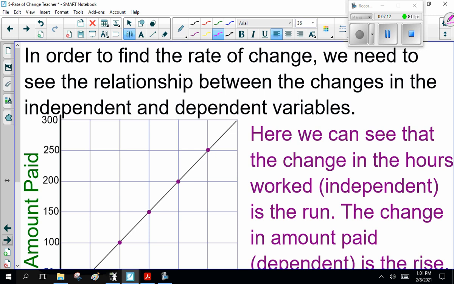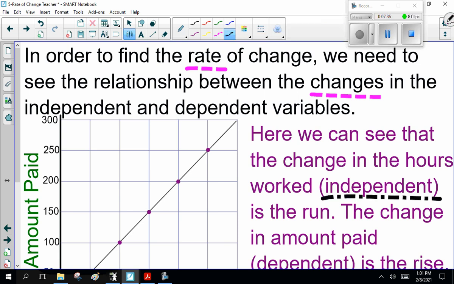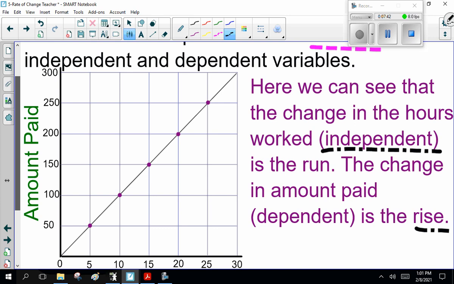Now, in order to find the rate of change, you need to see the relationship between the changes in the independent and dependent variables. Here, we can see that the change in the hours worked, independent, is the run. The change in the amount paid, dependent, is the rise. So I will throw rise and run at you again. Surprise!